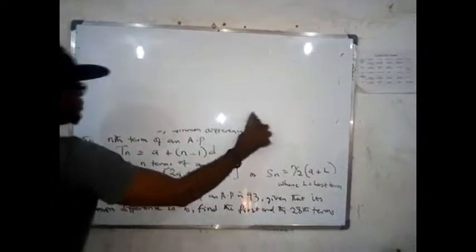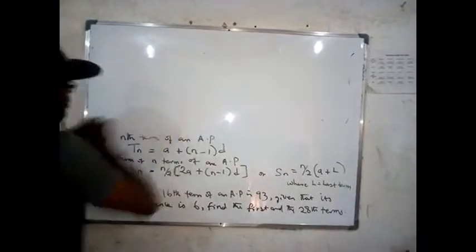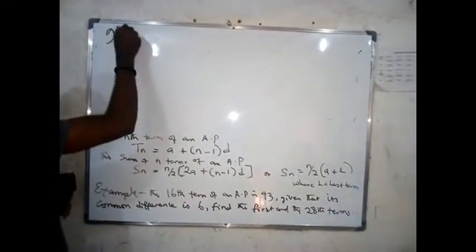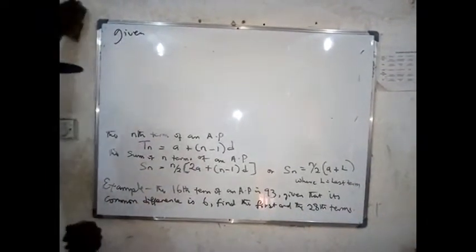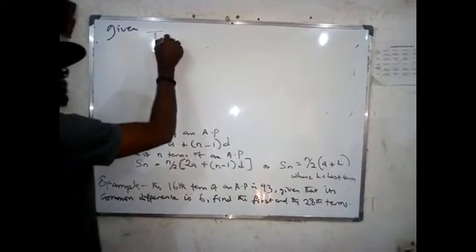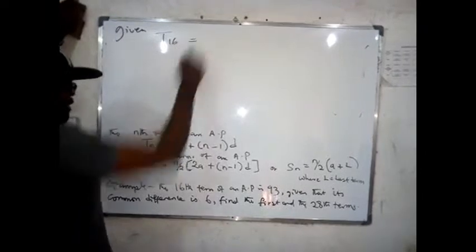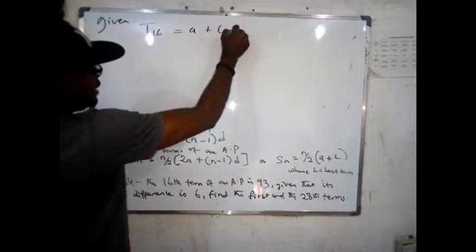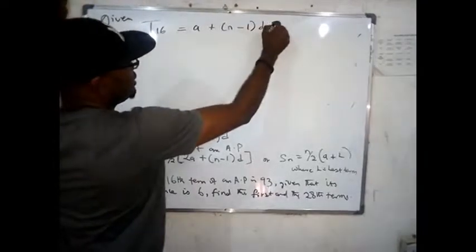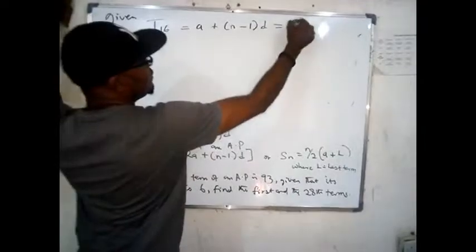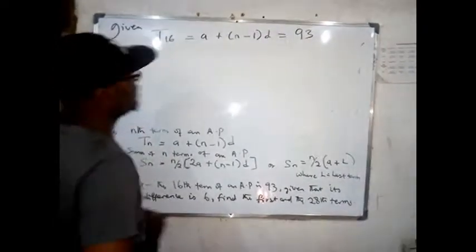Now, having taken this out, what are the given? You can tell me the given. We are given the 16th term, is it not? So we say T16, and it can be represented by using this formula, a plus (n minus 1)d. And this 16th term is equal to what? 93. Can we see this? This is given, isn't it?